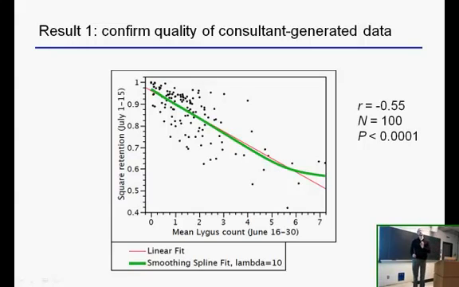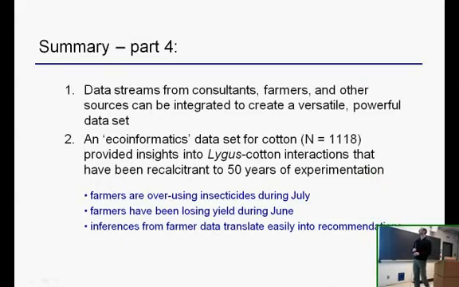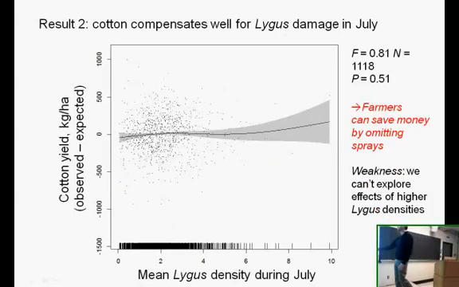So now let's take a look at the yield effects. And I'm going to start with the month of July. I start with the month of July because that's the month during which the vast majority of the pesticide applications go on. And here's what we found. So I'm plotting the mean density of Lygus during the month of July versus cotton yield. And again, I'm expressing this as a deviation between what we observed and what we're expecting to see based on the historical yield norms for that particular field, and also statistically controlling for year-to-year fluctuations in yield. Each point here is one field.